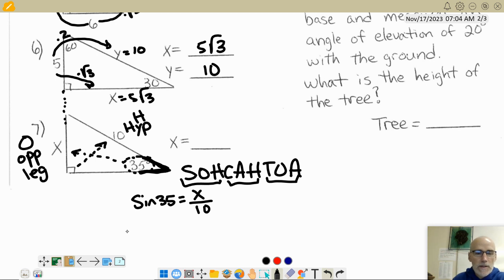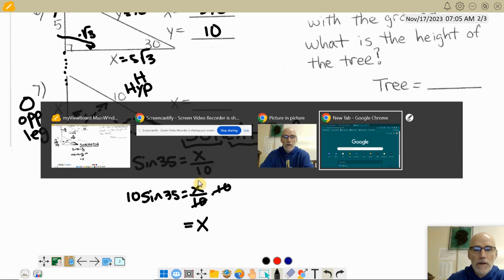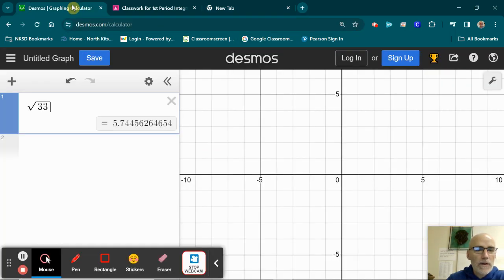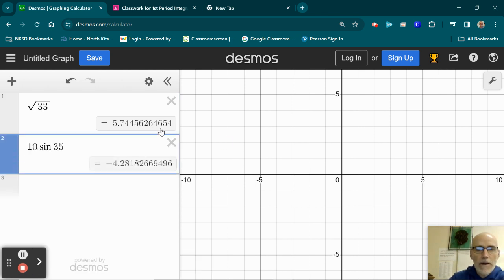And to solve this equation, we're going to multiply both sides by 10. And what happens on the right side, when you multiply both sides by 10, is these 10s divide out to 1. And we're just left with an x on the right side of the equation. And then on the other side, we got to go over to Desmos and we've got to do 10 times sine 35.